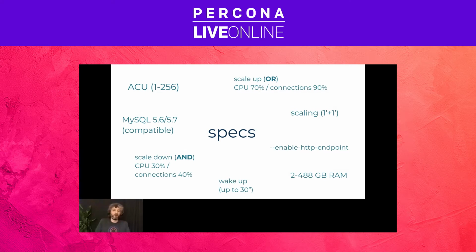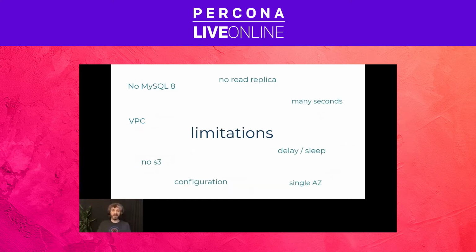You can keep a small capacity of 1. Capacity is 1 to 256 of what Amazon calls ACU, Aurora Capacity Unit, and more or less each unit is 2 gigabytes and associated resources. So you can get an instance going up to almost half a terabyte of vertical scaling, but it's vertical scaling. There are no read replicas.